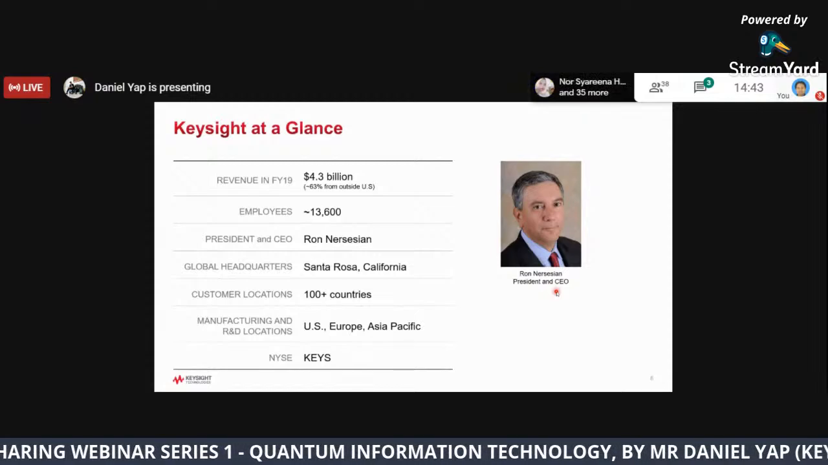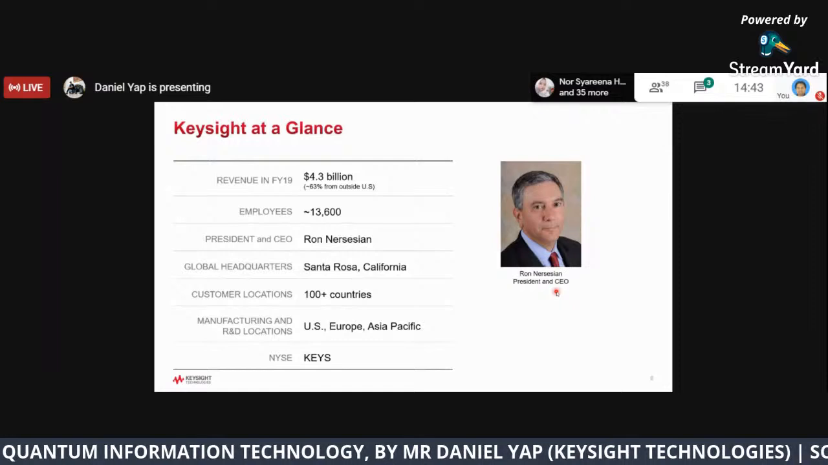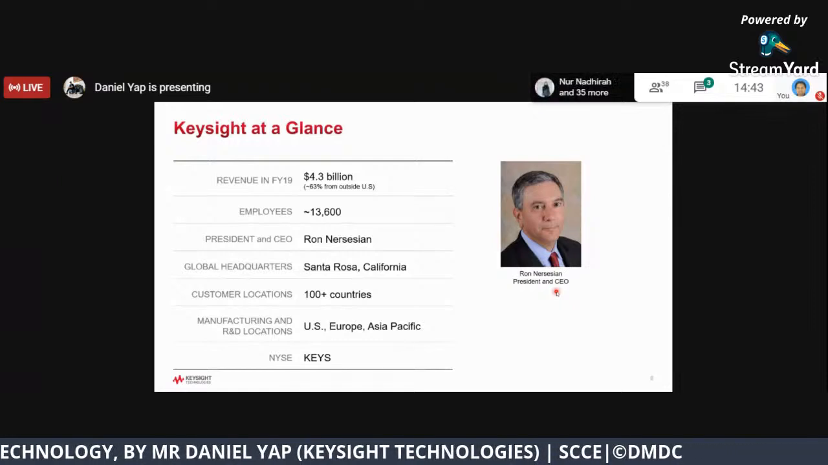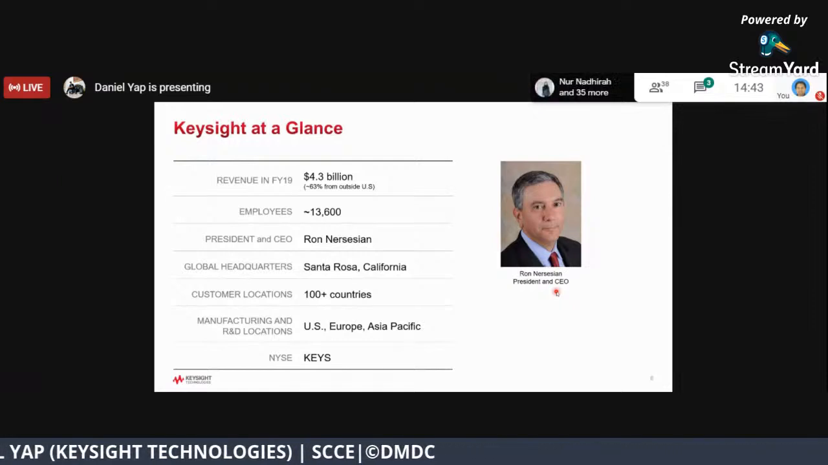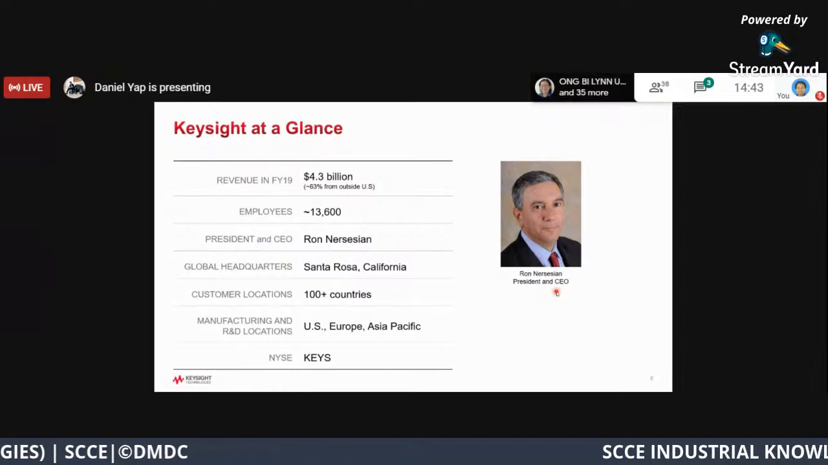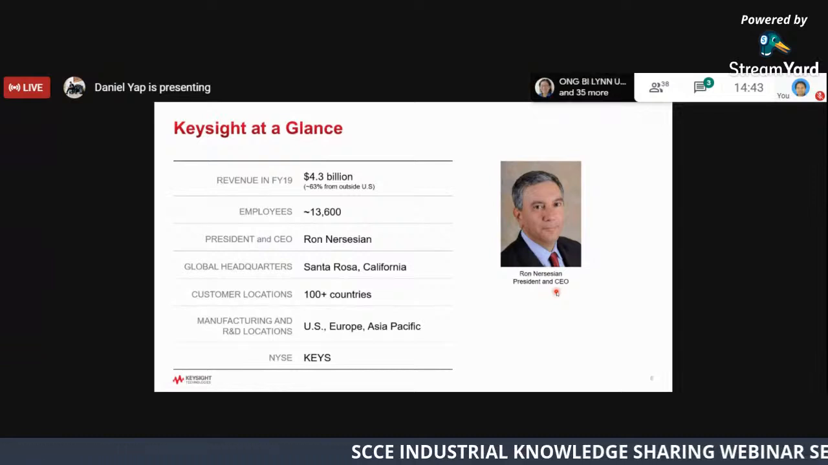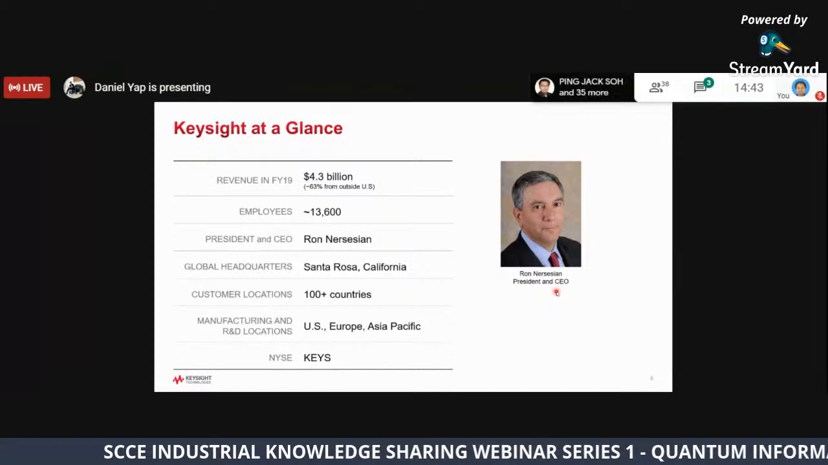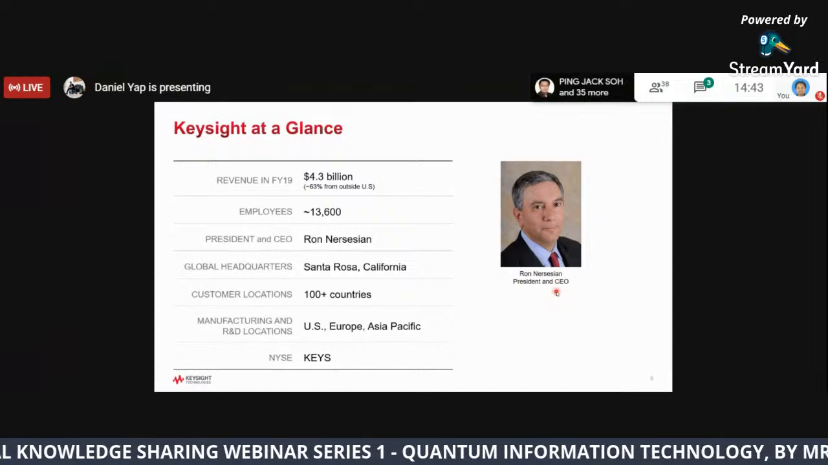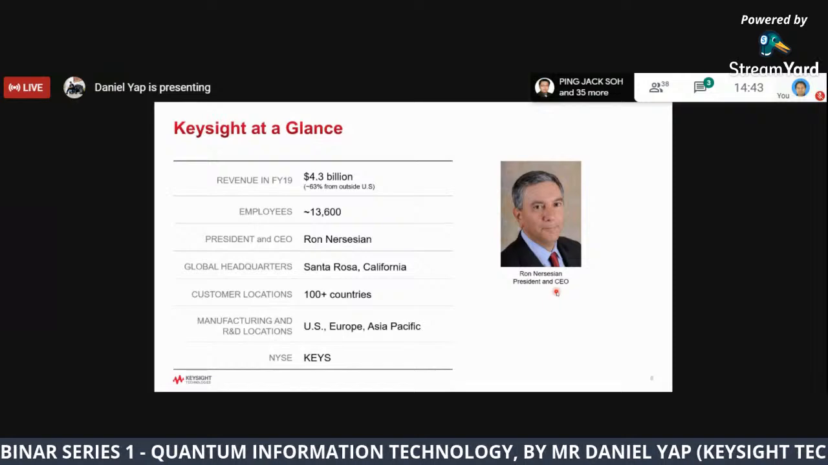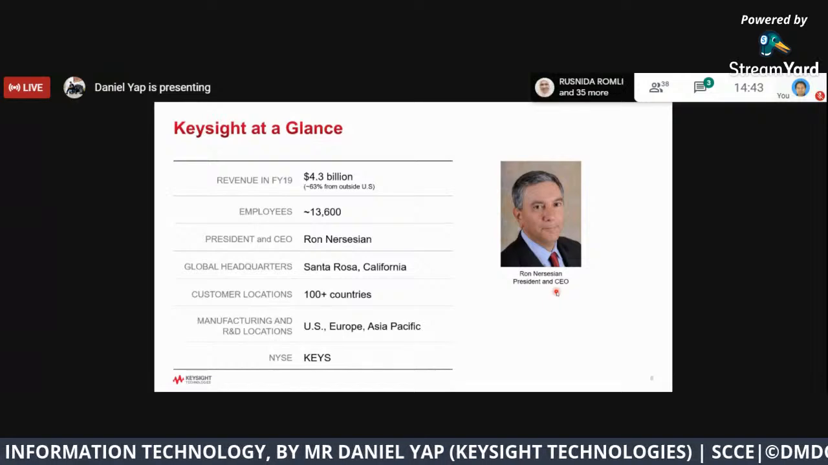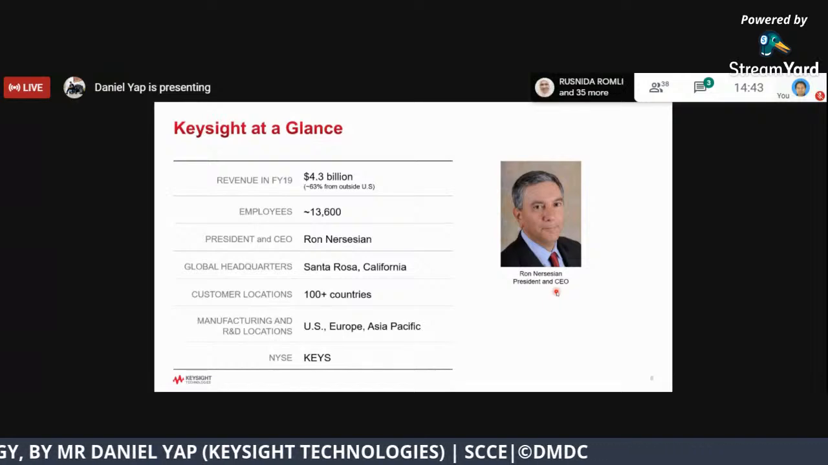In fact, in Penang, we have one large facility. We call it a campus. We have about 3,000 plus employees. It is the largest campus or largest site in the whole world. And I would say probably 80% of the worldwide product is being made in Penang. So we hire a lot of engineers at the same time.